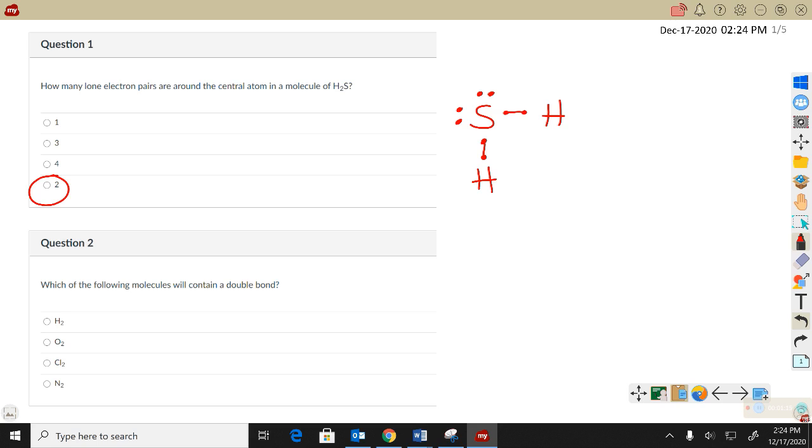Question 2, which will contain a double bond? Now, to some extent, maybe you wouldn't need to draw these. If you think about hydrogen, hydrogen's only got 1 valence electron and only needs 2. So hydrogen's probably only going to make 1 bond. You might be able to just think about that in your head without drawing it. Hydrogen only needs 1 bond, so I'm never ever going to think about double bonding a hydrogen.